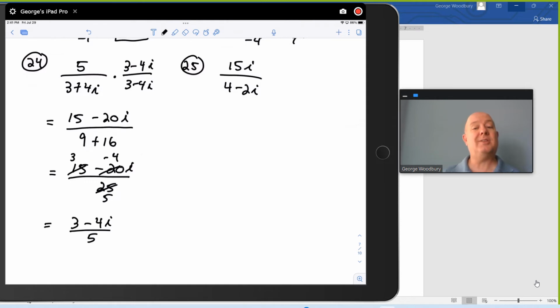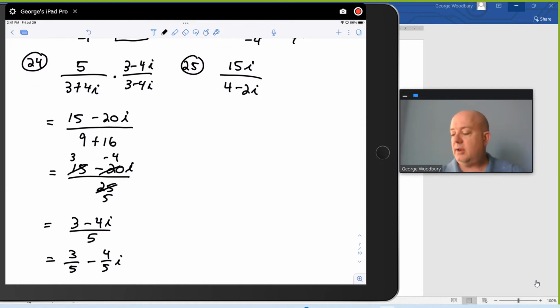If we want to split that up and write it in a plus bi form, we can do that. That would be 3/5 minus 4/5 i. You can also break it up first and then try to simplify or reduce afterwards if that works better for you. Problem 25, similar idea, except this time the numerator is imaginary. Not really much of a difference though.